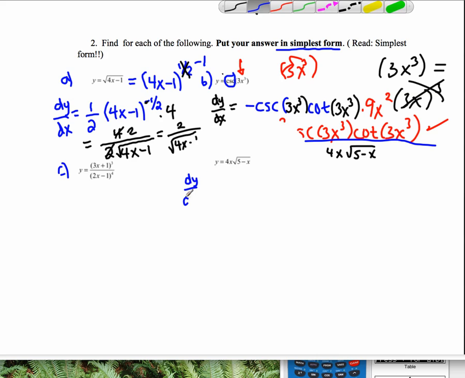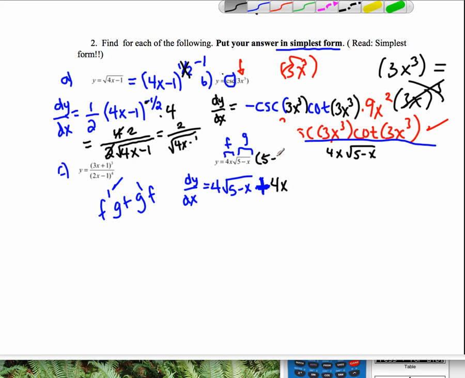dy/dx, I have two functions. Product rule. So what I'm going to do is f prime g plus g prime f. And again, it doesn't matter which one you select as long as you keep track of your product rule. So I'm going to do 4, the derivative of f, which is just 4, and g will stay the same. Plus sign. Some of you guys are putting multiplication. It is plus. And now g prime, so 4x remains the same. This I'm going to write as (5 minus x) to the half.